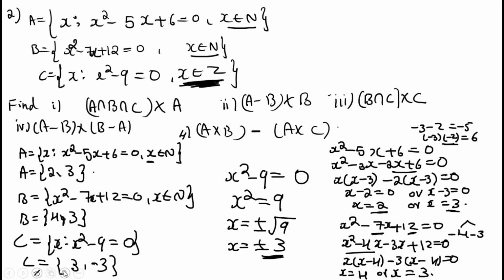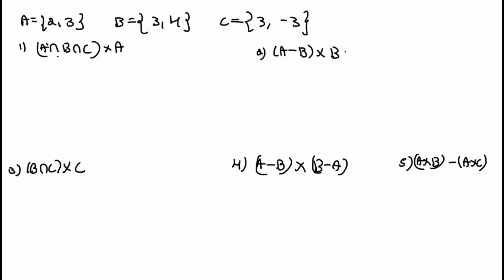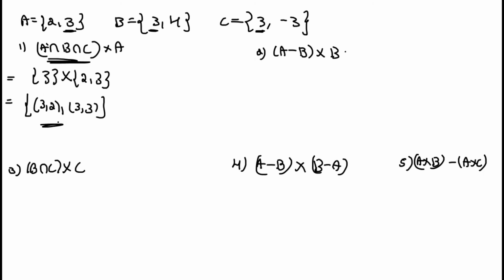Now see, set A, set B and set C in roster form are there. Now compute the values. See the first question, A intersection B intersection C cross A. Okay, first you need to calculate A intersection B intersection C. What is A intersection B intersection C? Common elements in A, B, C. Here you can find 3. Here also you can find 3. Here also you can find 3. Therefore, set {3} cross A. What is A? {2, 3}. Okay, it's equal to, what are the ordered pairs you will get? (3, 2) and (3, 3). It's the answer for the first question.